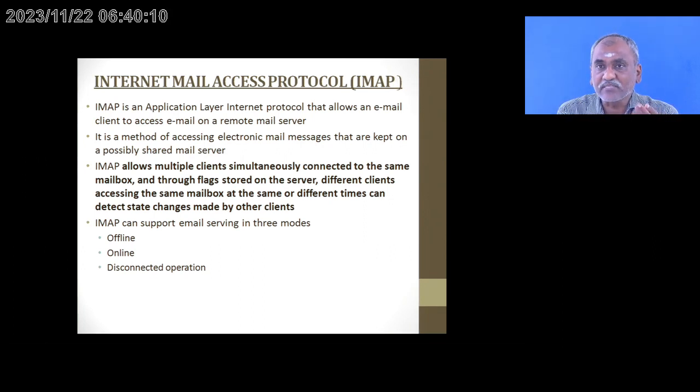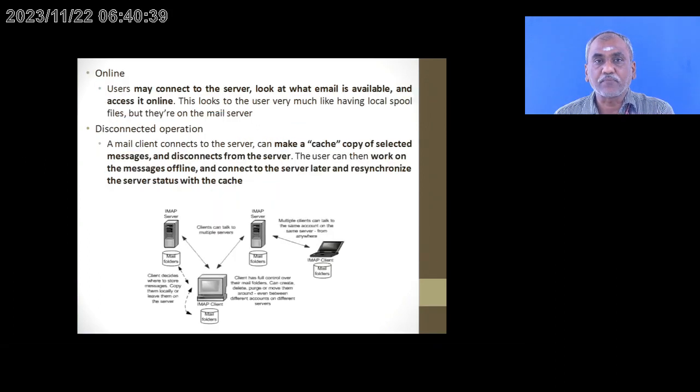Microsoft Outlook was configured with my Hotmail ID. So when the internet is connected, automatically Microsoft Outlook Express reads the messages from my Hotmail ID and downloads them. After that, I view the messages offline itself, right? So this is how we can use online and offline operations. The user may connect to the server, look at what email is available and access it online, right? And offline is a separate concept.